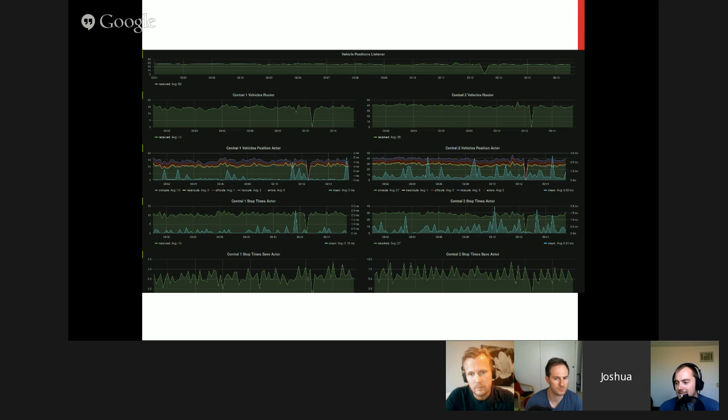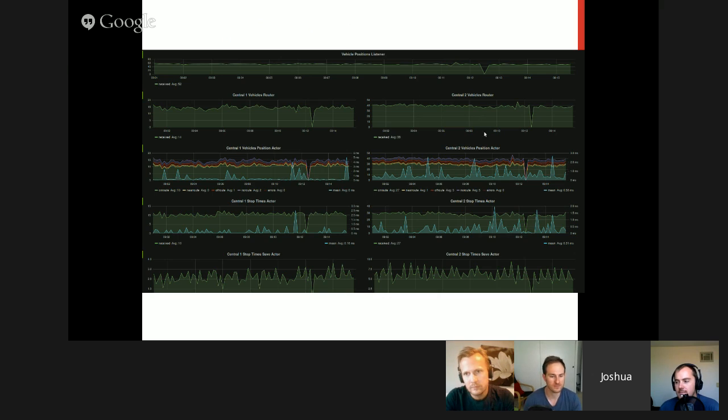Did you use the Akka monitoring plugin that's on NuGet for this? Yes, definitely did that. Sorry, shameless plug. I wrote that. Oh yeah. So tell us a little bit about what sorts of things you monitor. How did you pick which metrics to pay attention to?